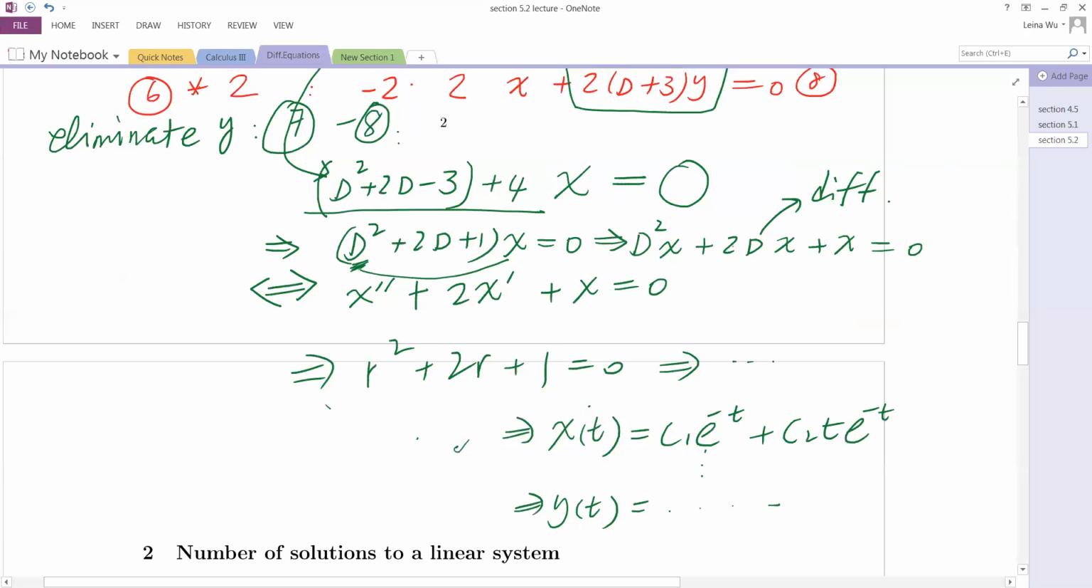You guys following me? Yep. Yeah, that's fine. So basically, we're just using the elimination method along with the notation of D to solve for one variable first. Once we get these equations with the D notation, we can convert them to a differential equation and solve for one of the variables.